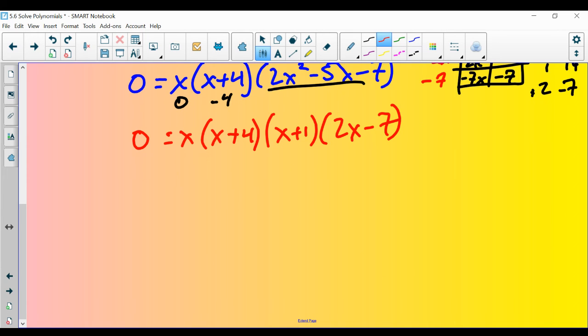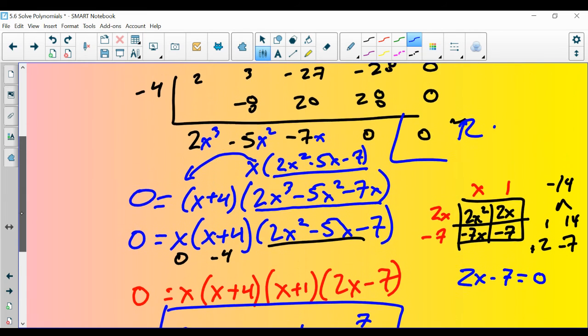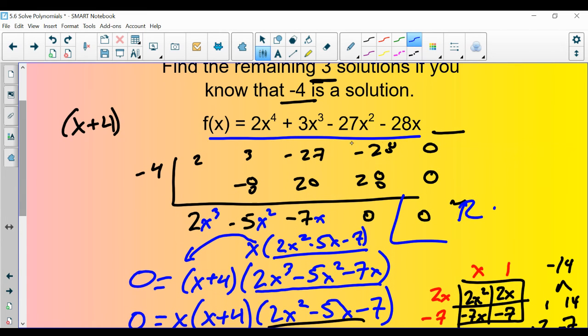We were asked to find the solutions. The solutions are 0, -4, -1, and whatever makes this 0. If we don't see it, don't be afraid to just set it equal to 0, add 7, divide by 2, we get 7/2. So that's a lot of work. There's a lot of challenging ideas in this, but those are our 4 solutions to this polynomial. And I think that's kind of exciting that we can now take a polynomial like this and find the solutions.